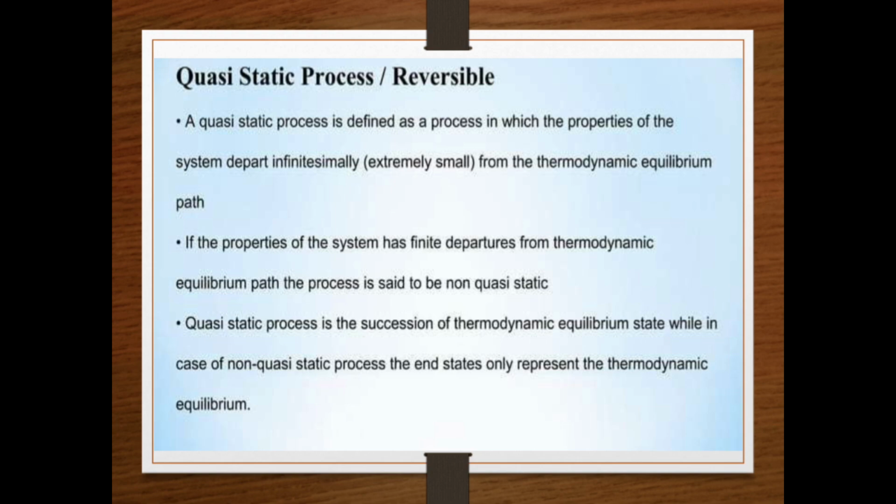If the properties of the system have a finite departure from the thermodynamic equilibrium path, the process is said to be non-quasi-static. Quasi-static process is a succession of thermodynamic equilibrium states, while in the case of a non-quasi-static process, only the end state represents thermodynamic equilibrium.